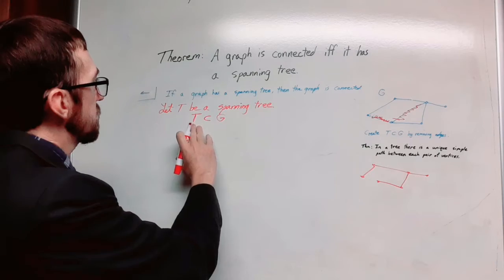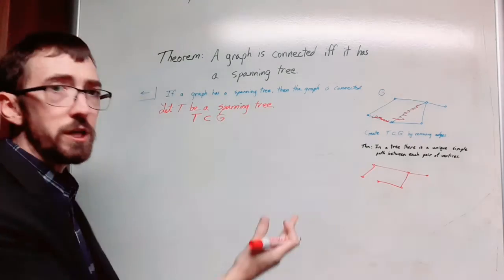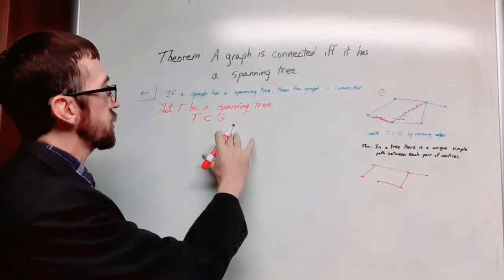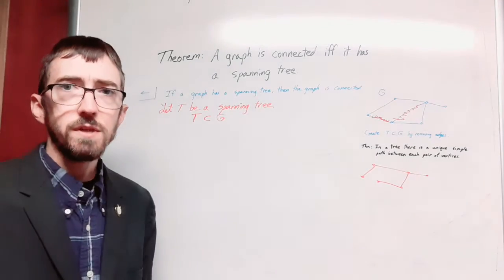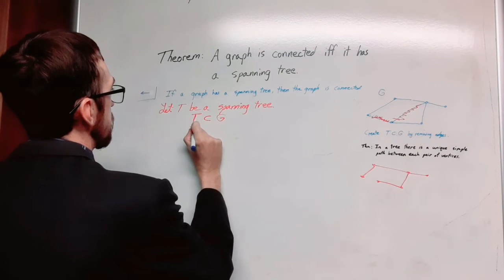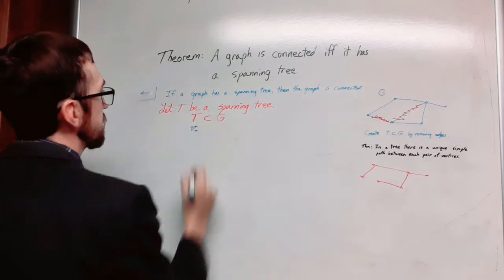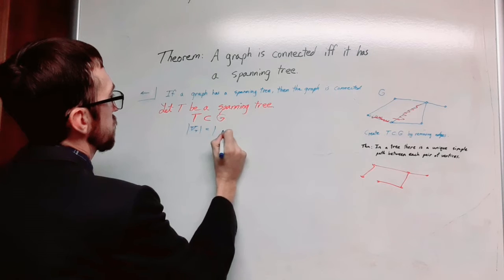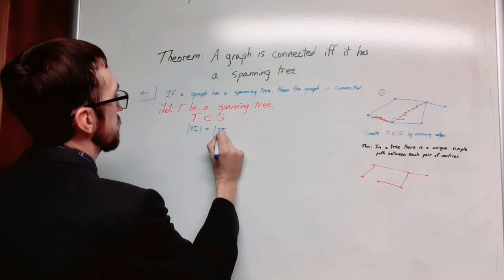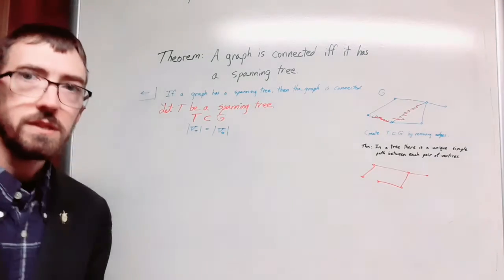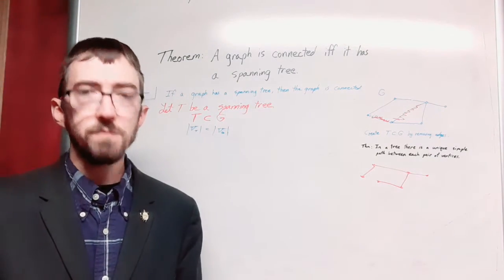So since T is in G, T contains all the vertices of G. So that's an observation that you could make. So the set of vertices in T is equal to the set of vertices in G. All right? So it contains all the same vertices. Now the edges can be different.